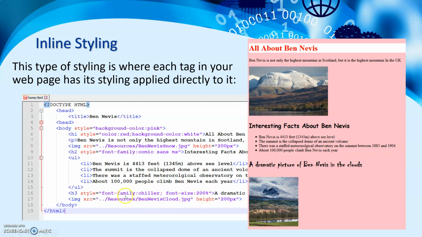little bit bigger. If you want to change two properties of an element, so here I've got two properties, the font family and the font size. I've given this one the attribute Chiller and this one the attribute 200%. You just separate them with a semicolon. I've done the same up here with the H1. I made the color red, there's a semicolon, and then I made the background color white.